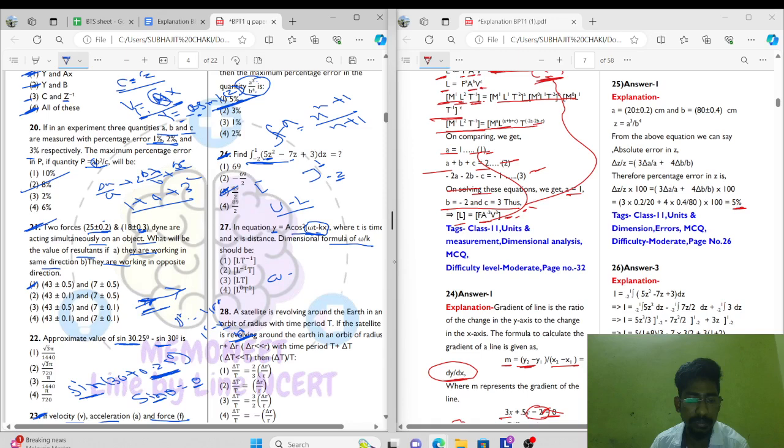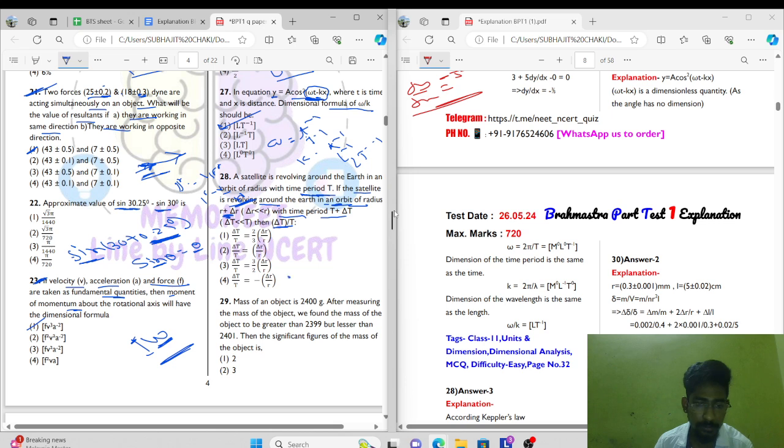So first of all, you have to know the relation between r and t, right? From Kepler's law, the third law of Kepler, t square is proportional to r cube. If you just calculate it, it will become 2 del t by t equals 3 del r by r. So del t by t becomes 3 by 2 del r by r, right? 3 by 2 del r by r, that is option number 3. That is the correct one. Remember this formula, given by Kepler. This is from the gravitation chapter.